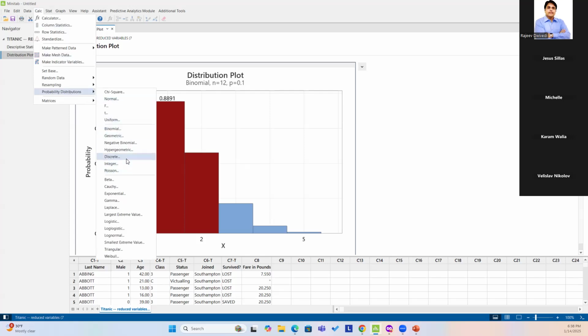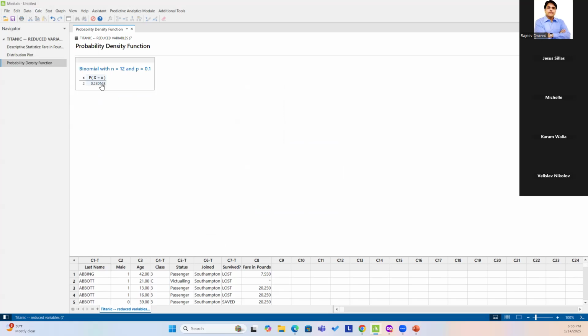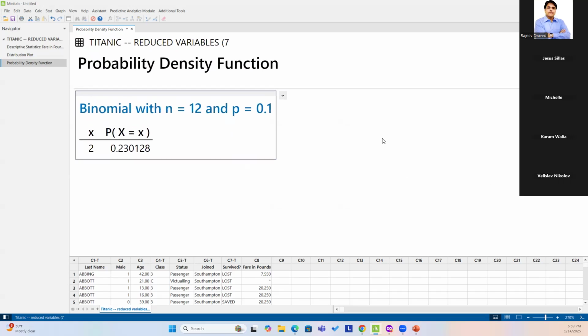Now I'm going to do the same thing using the calculator. Here we have Probability Distribution, and we have Binomial right here. I'm going to choose probability: number of trials is 12, event probability is 10%, and input constant is 2, because this is the x value, this is the probability, this is n. Now we get exactly this. I hope you can see my numbers, 23%. Let me make it bigger.